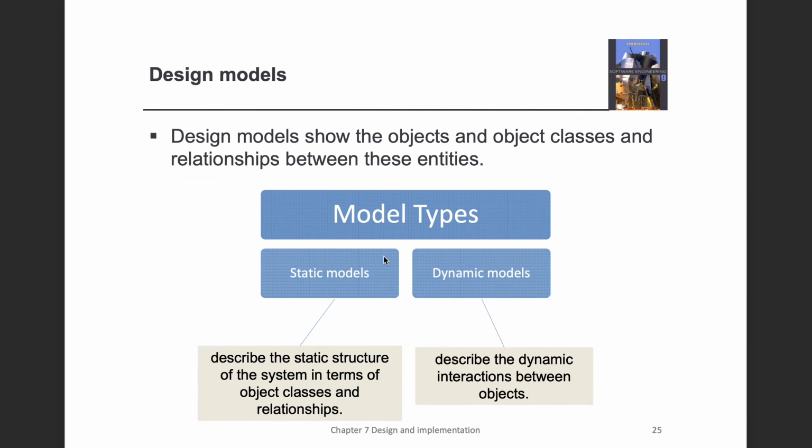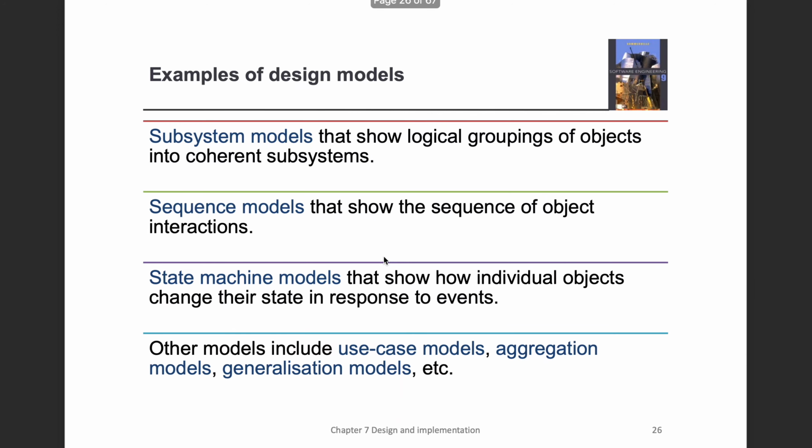So we have the design models, which show the objects and object classes and the relationships between the entities. And then we have the static model and the dynamic model. The static model looks at the static structure of the system in terms of objects and relationships, and the dynamic model looks at the dynamic interaction between the objects. So here we look at some examples of it.